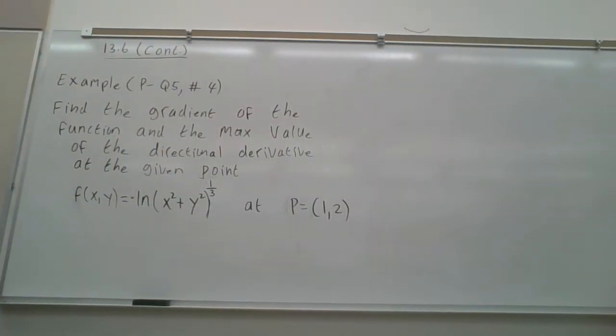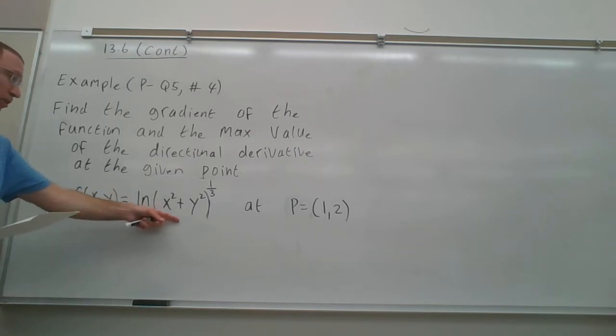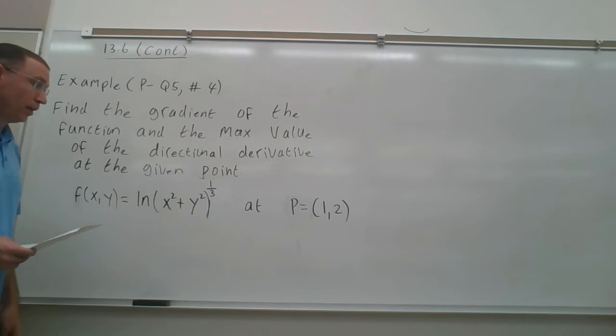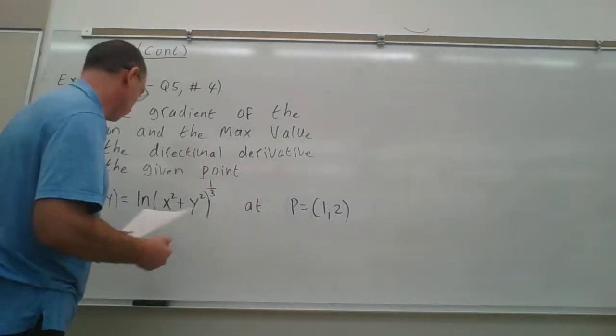Okay, this is 13.6 continued. We're going to look at an example. It's practice quiz 5, number 4. It says find the gradient of the function and the max value of the directional derivative at the given point. So here's a function. It's the ln of x squared plus y squared raised to the 1/3. And our point here is (1, 2).